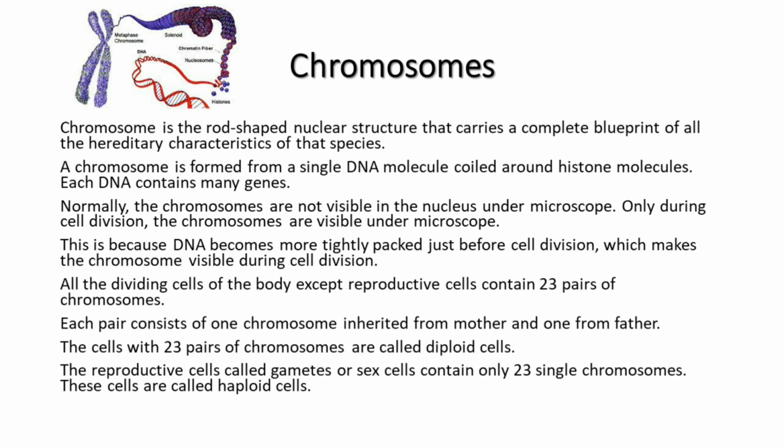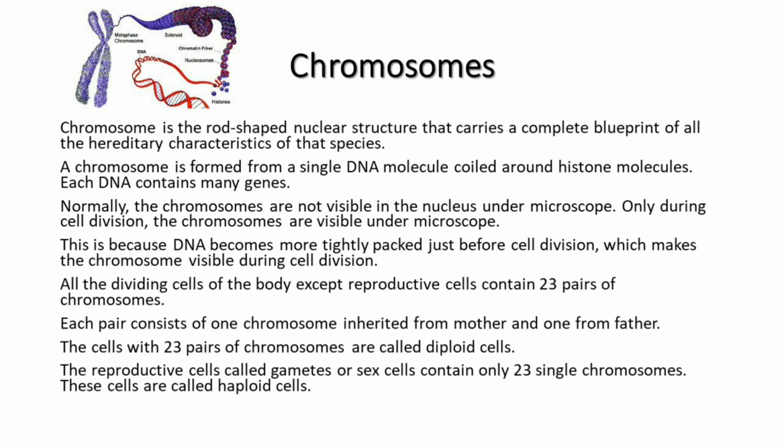Normally, the chromosomes are not visible in the nucleus under microscope. Only during cell division, the chromosomes are visible under microscope. This is because DNA becomes more tightly packed just before cell division, which makes the chromosome visible during cell division.